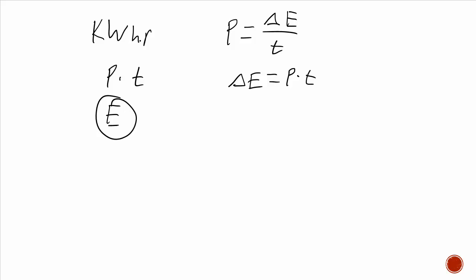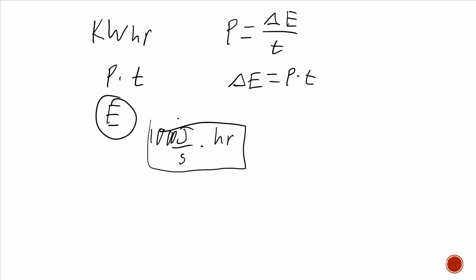The reason they use it is because if you're using a kilowatt of power for an hour, then you will use that much energy. But if we wanted to convert that to joules, you're going to have to look at watts or joules per second, and this is thousands of joules per second, and then hours. So you're going to have to do some unit conversion if you want to figure that out. But that's an interesting unit that the electrical industry uses.